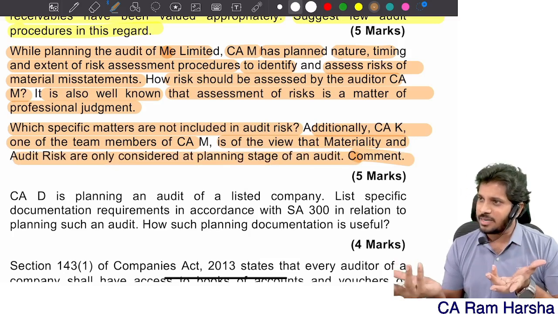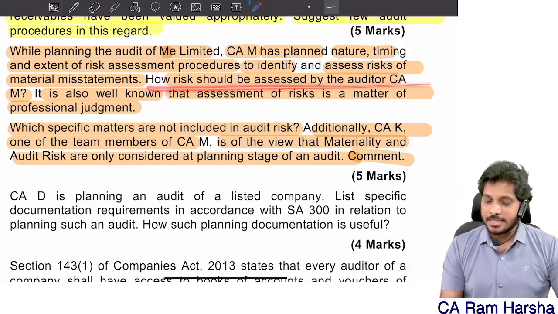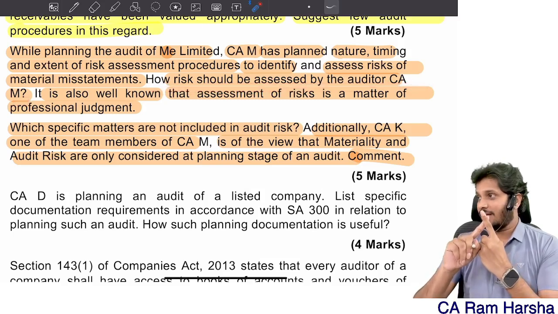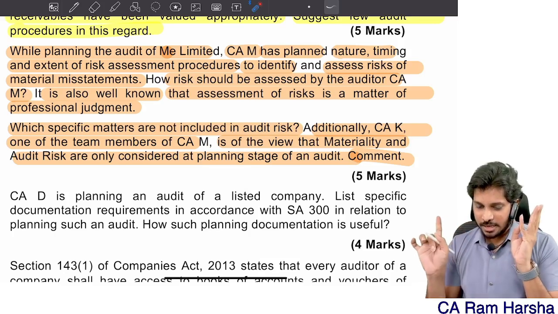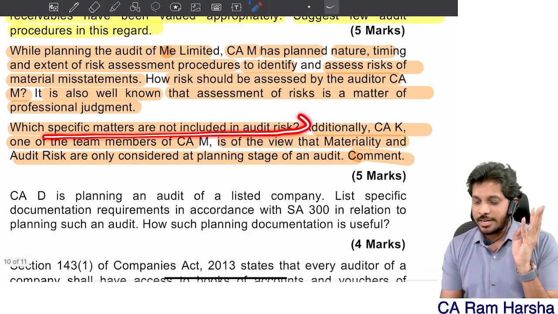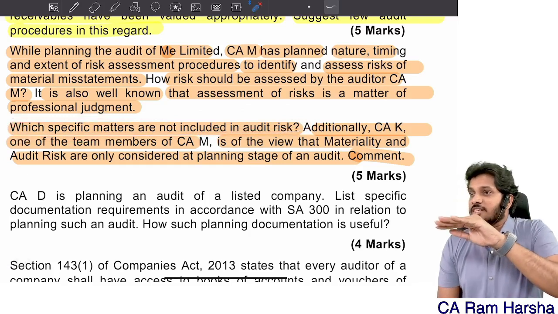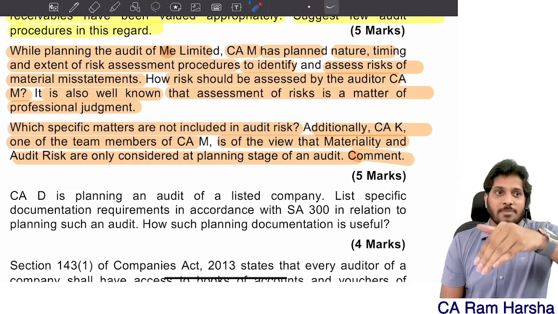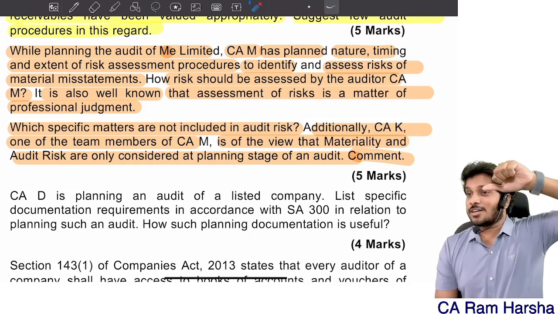They are asking completely. Fine. So, how should risk be assessed by the auditor? Inquiry, observation, analytical procedure. Then, what specific matters are not included in audit risk? Remember, what is audit risk? Risk of expressing an inappropriate opinion. Financials are materially misstated, but not loss of business reputation. Auditor's business risk is not included.